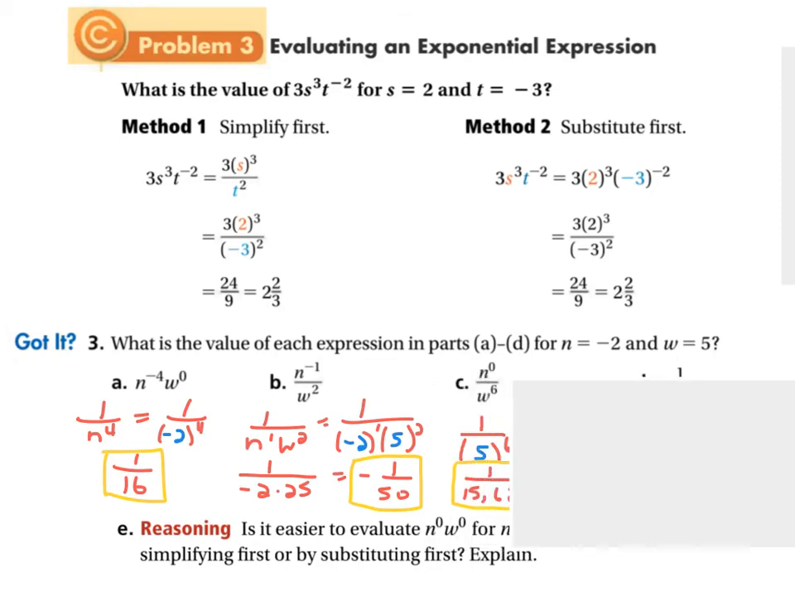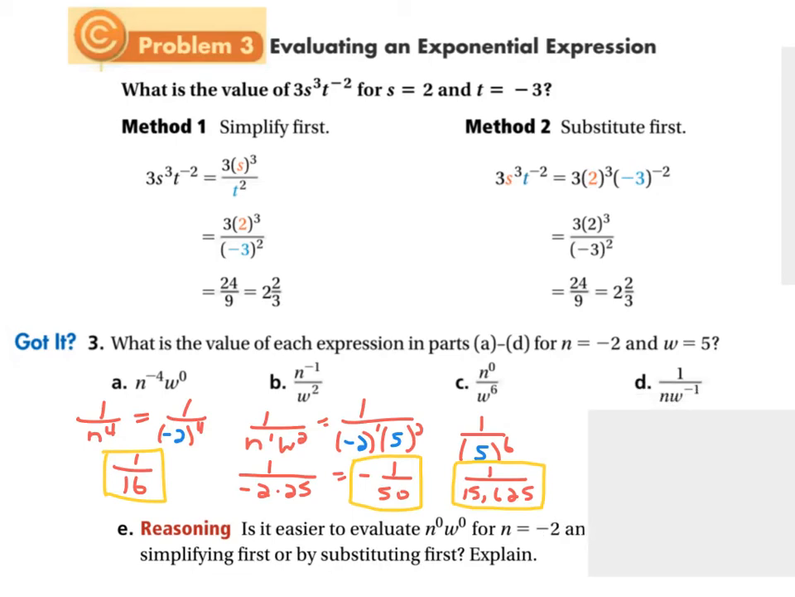So we get a fraction, -1 over 50. Okay, for C, n to the 0 is just 1 on top. W to the 6th power means we substitute 5 in for w, and we get 1 over 5 to the 6th power. That's a big number that you should be able to write down on your paper as 5 times 5 times 5. Continue to multiply until you've done it 6 times, and you get 1 over 15,625.